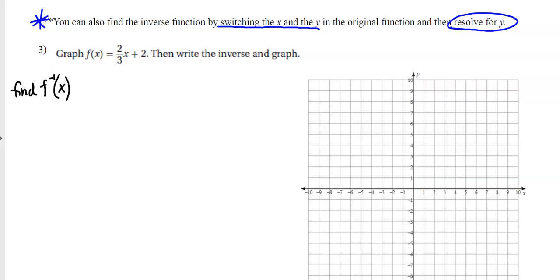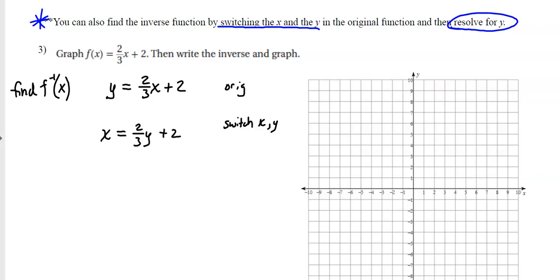So what I'm going to do is, here's the original equation. y is 2/3 x plus 2. So this is the original. And what I'm going to do now is I'm going to switch x and y. So I'm going to put my x here. I'm going to put my y here. And now I need to resolve for y.